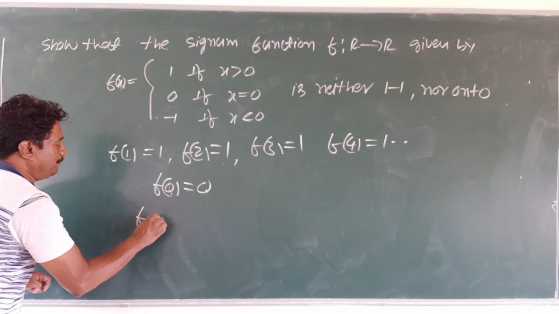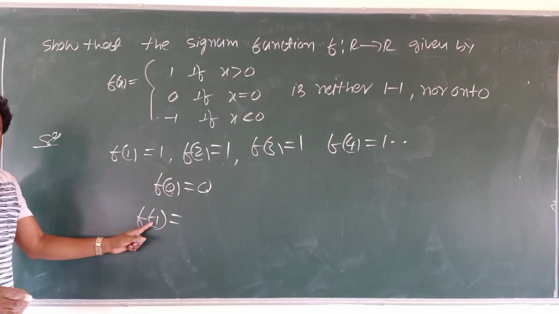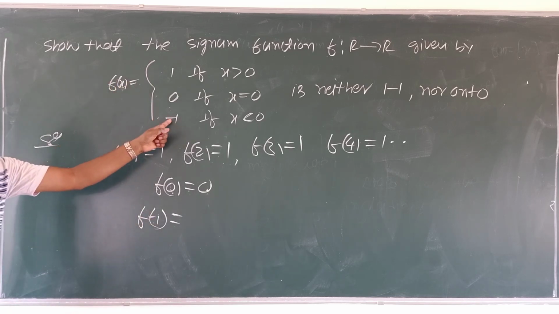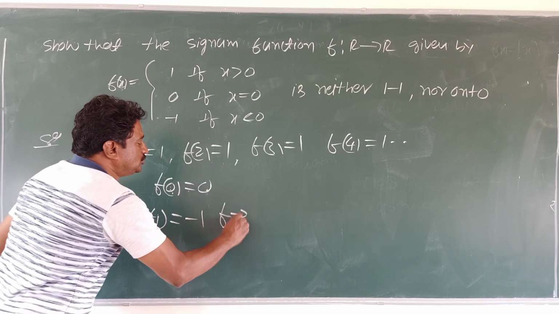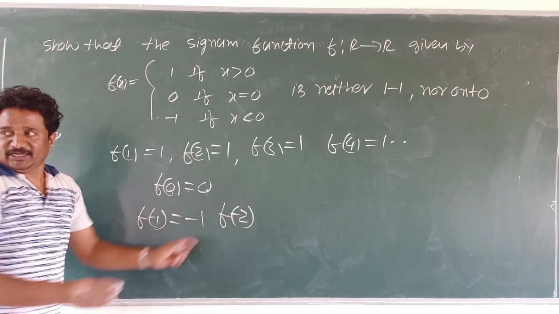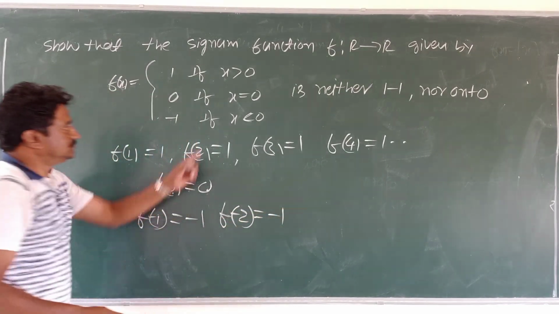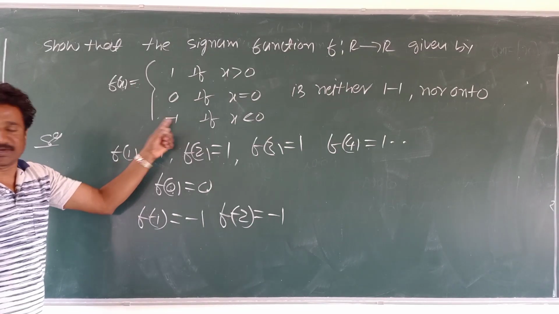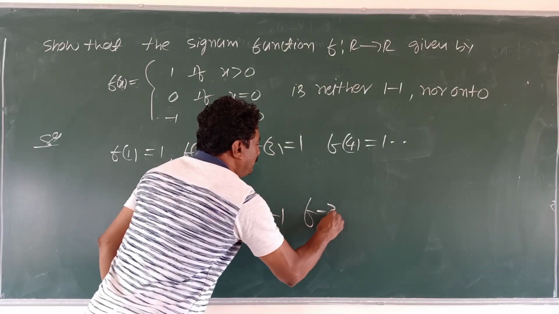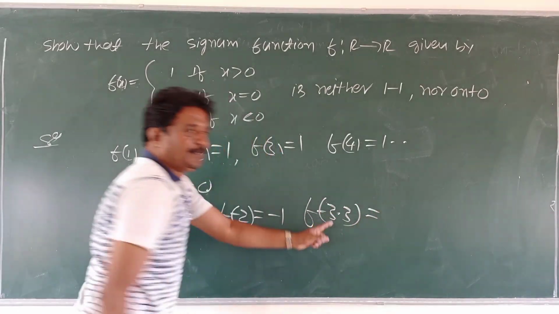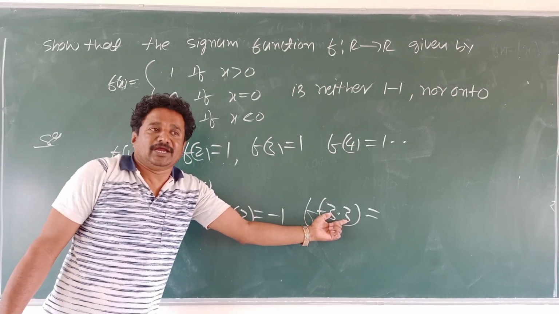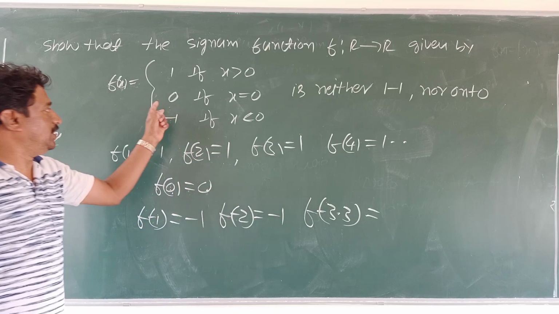f of minus 1: positive number or negative number? Negative number. If x is a negative number, tell me the f(x) value: minus 1. f of minus 2: minus 2 is negative, so it is minus 1. If x is a negative number, how much is f(x) value? Minus 1. f of minus 3.3: negative number or positive number? Negative number. So it is equal to what? Minus 1.